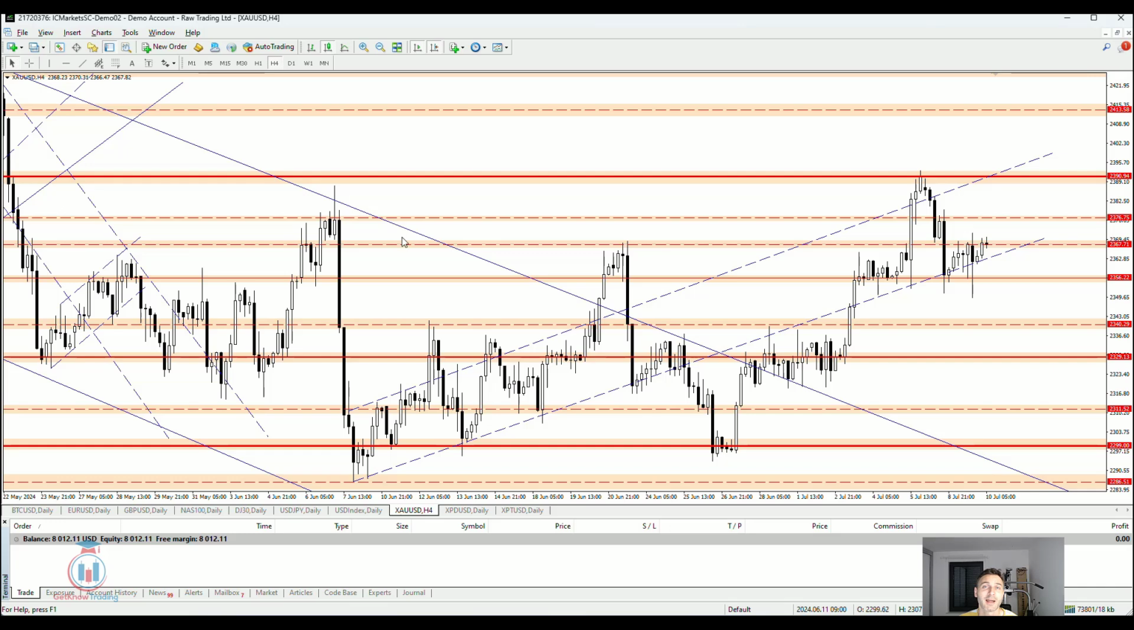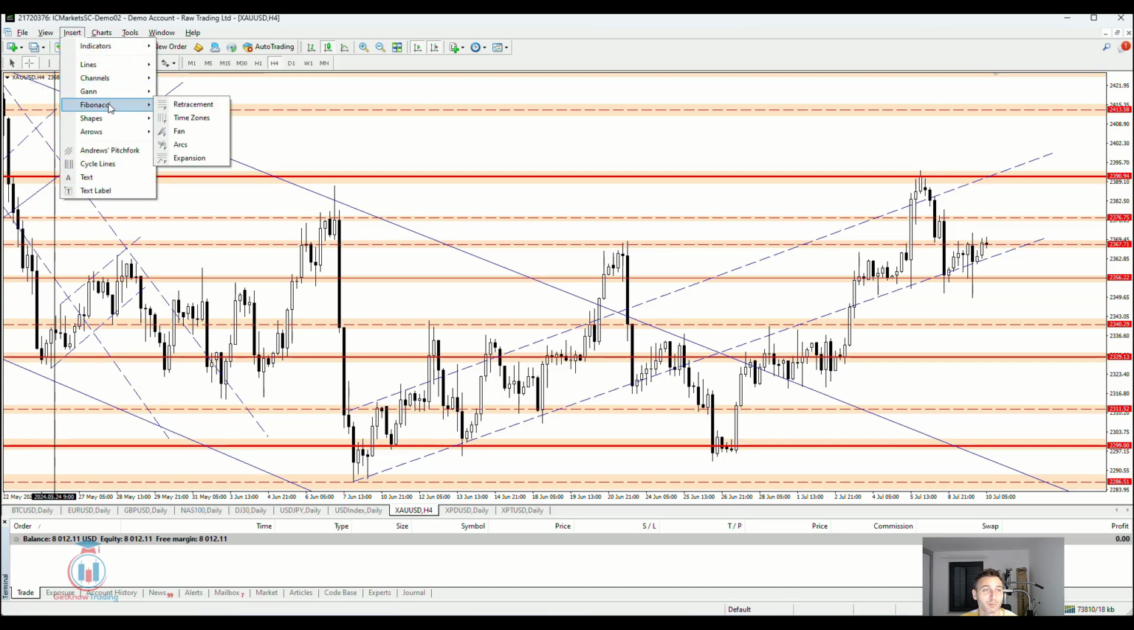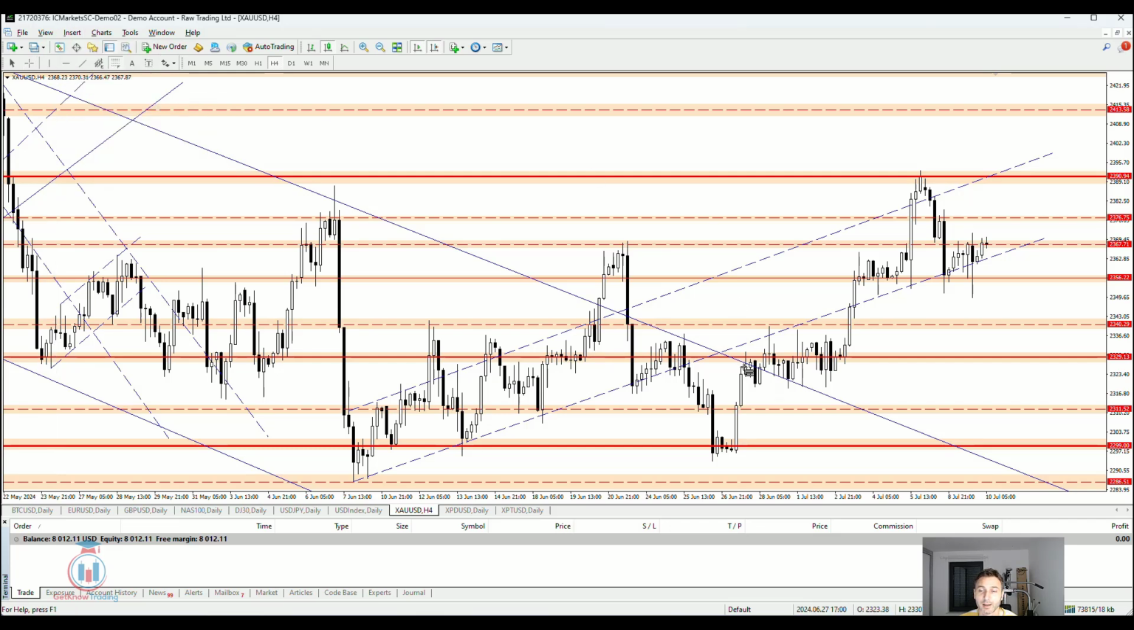Now to add Fibonacci here on MetaTrader 4, currently I'm using gold against US dollar on a 4-hour time frame. To add them, go to Insert and select here Fibonacci. First of all, I will use retracement because I will use Fibonacci to determine where the price could retrace.